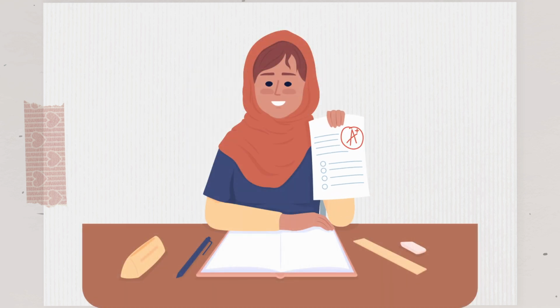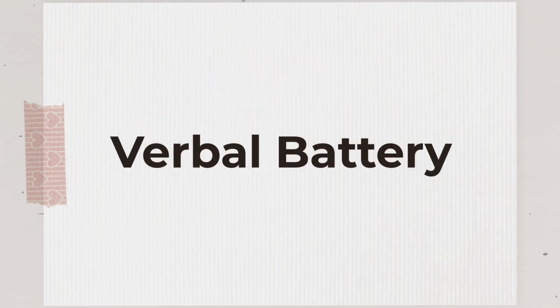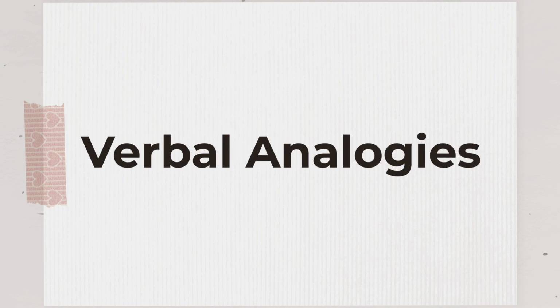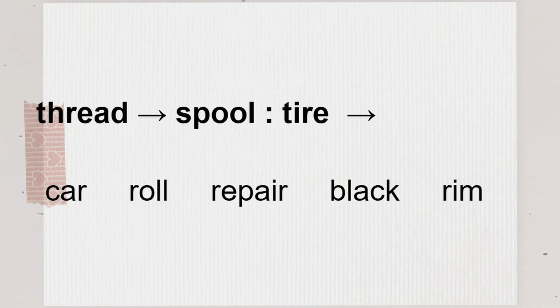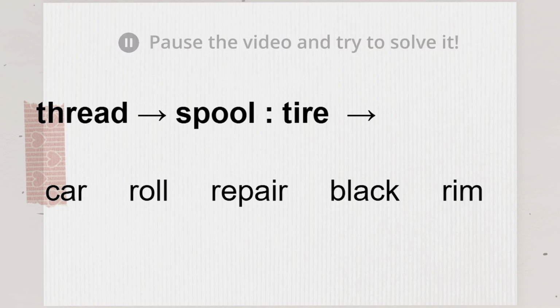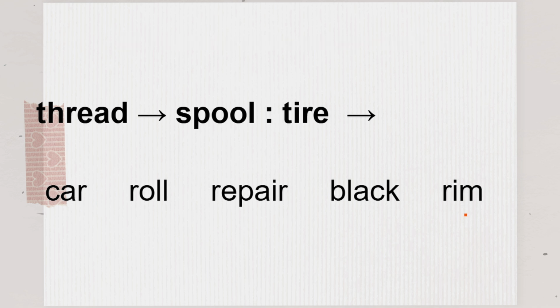Now, let's move on to the last battery of the 5th grade CogAT test, the verbal battery. The first subtest in this battery is called verbal analogies. This question shows a pair of words that go together in a certain way, and a third word. Choose a word from the answer choices that goes together with the third word in the same way. The correct answer is rim.